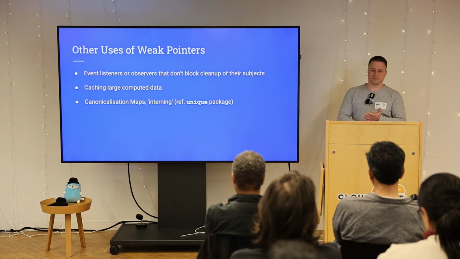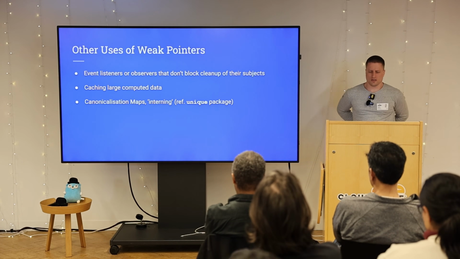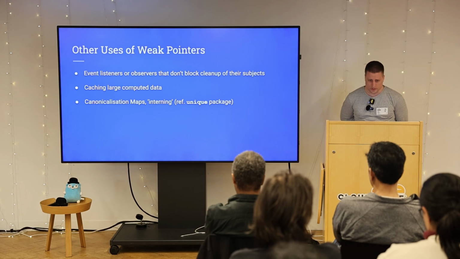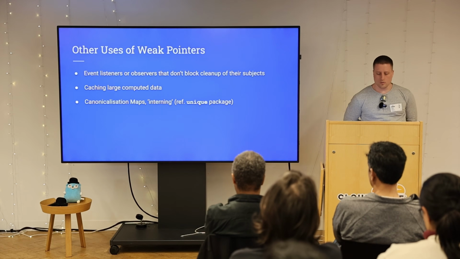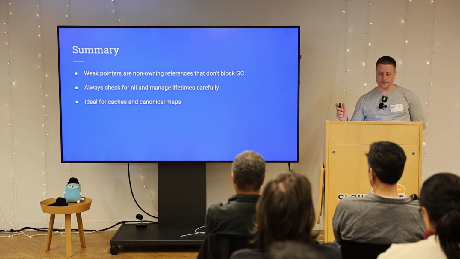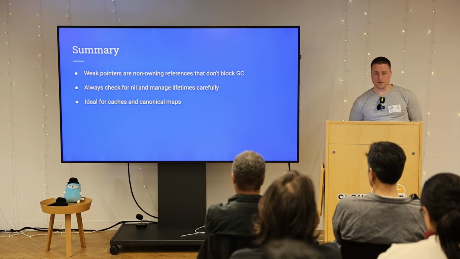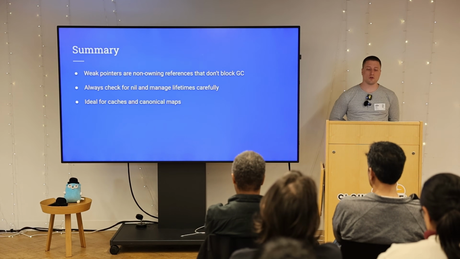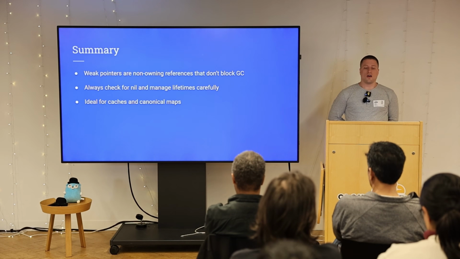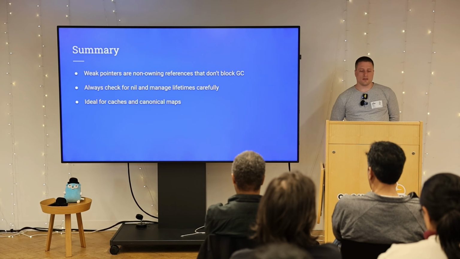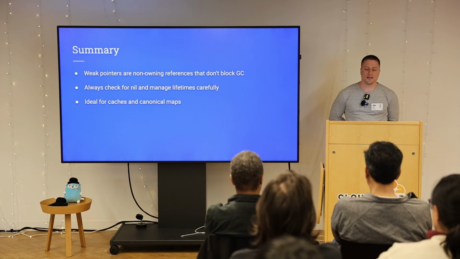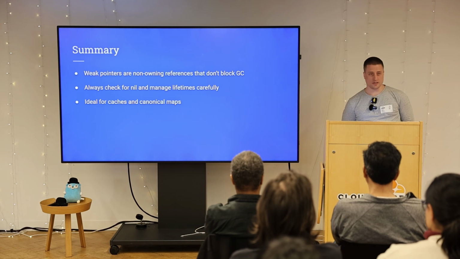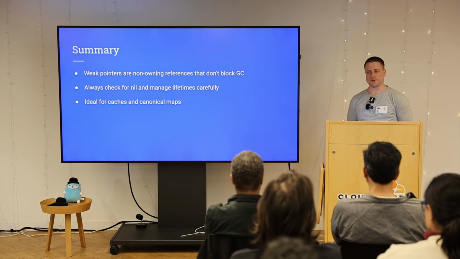There are other benefits, caching large computed data. There's a data structure called a canonicalisation map, for example, also known as interning, where this might be useful. And so in summary, the new weak package, weak pointers, non-owning references that don't block garbage collection. Always remember to check for nil and manage lifetimes carefully, and they're useful in particular for caches, canonicalisation maps and observers like we've talked about.